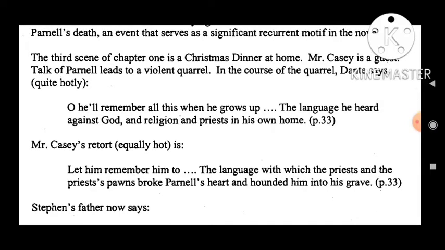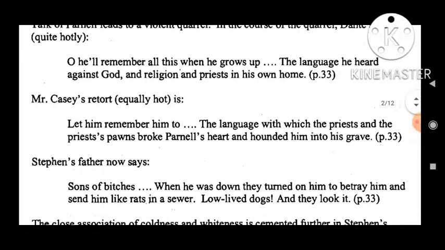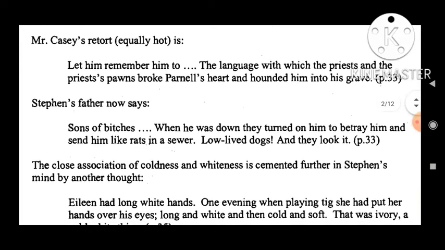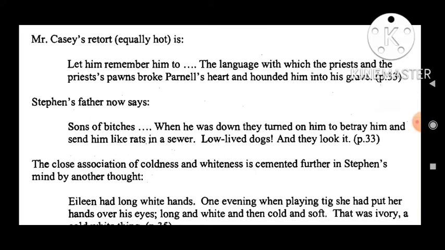Mr. Casey is a guest. Talk of Parnell leads to a violent quarrel. In the course of the quarrel, Dante says quite hotly, "Oh, he will remember all this when he grows up, the language he heard against God and religion and priests in his own home." Then, page 33, Mr. Casey's retort, equally hot, is, "Let him remember it too, the language with which the priests and the priests' pawns broke Parnell's heart and hounded him into his grave."